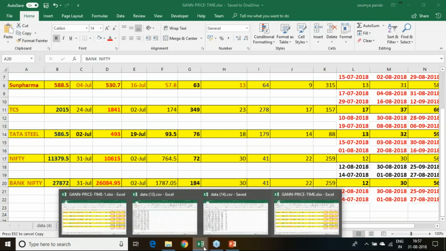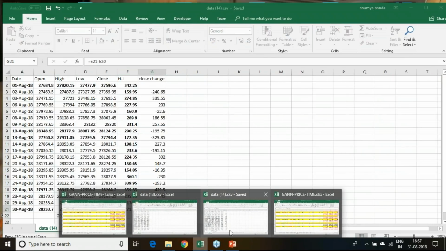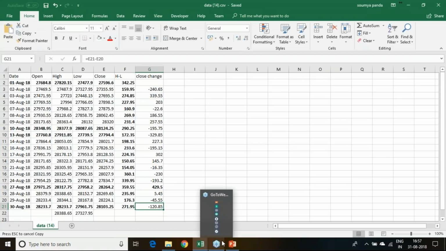So I'll just take one analysis. Since I have to conduct today's event, every script I cannot take and analyze. One particular script I am just taking, Bank Nifty. So 1st August to 30th August, these are the prices of Bank Nifty spot segment: open, high, low and close from the 1st August to 30th August.